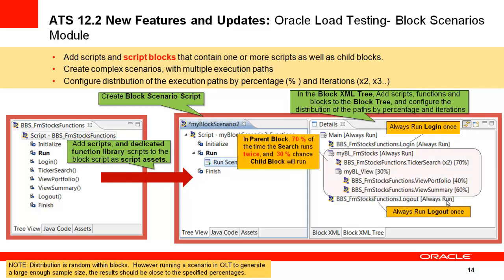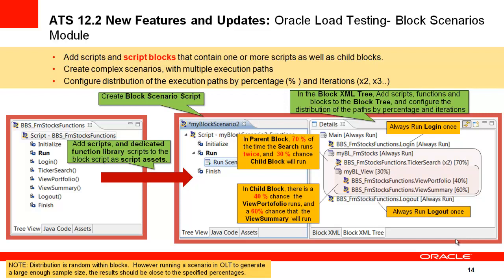Then you can see there are two blocks nested. In the parent block, 70% of the time, the function ticker search will be executed, and when executed, it will run twice. And the rest of the 30%, a child block myBOView will run. Within the child block, myBOView, there are two functions displaying 40% and 60% respectively. The first function, viewPortfolio, will be executed with a 40% chance, while the second function, viewSummary, will be executed 60% of the time.